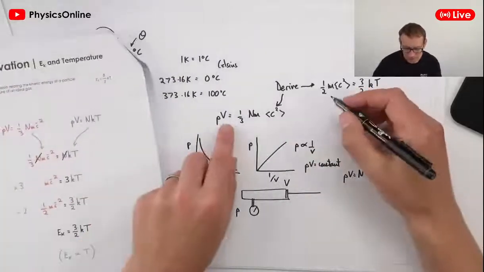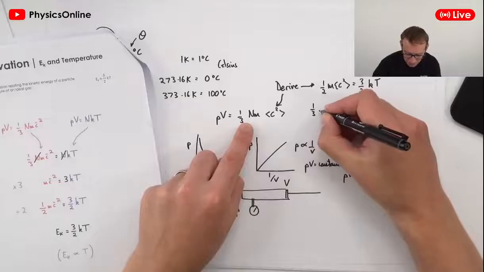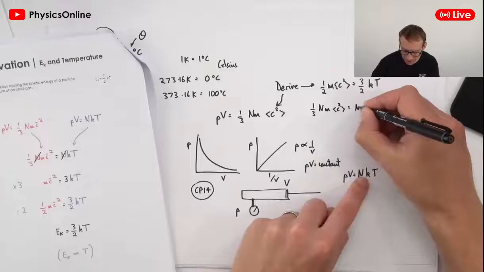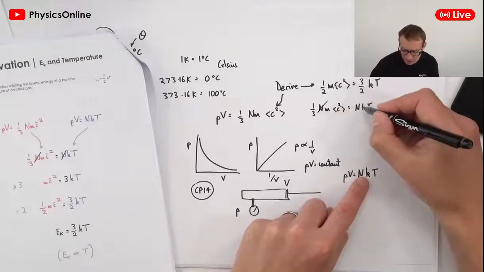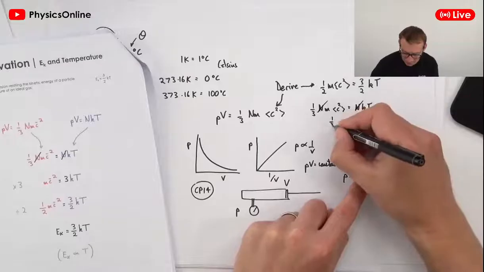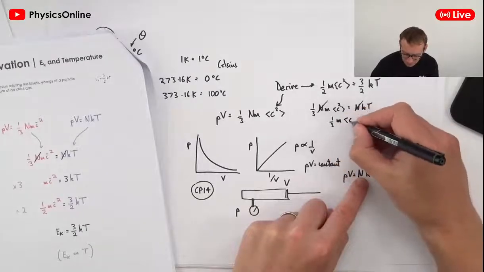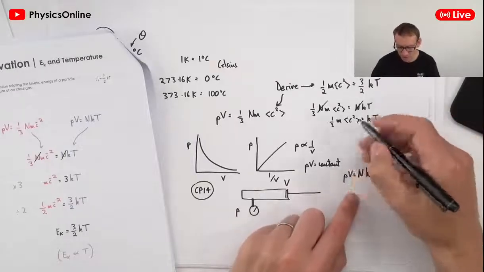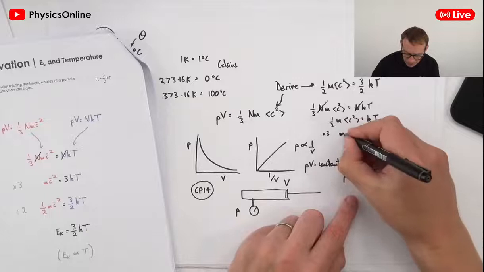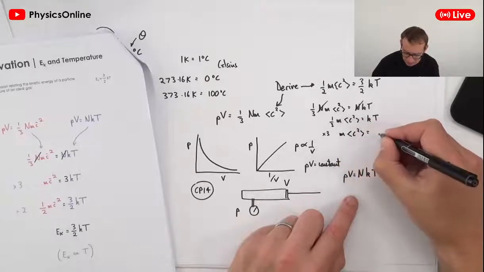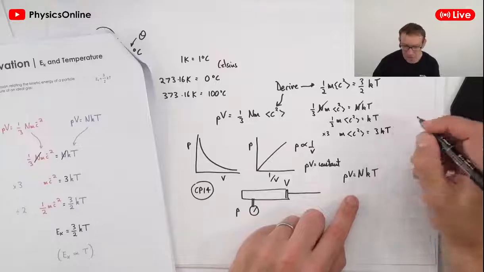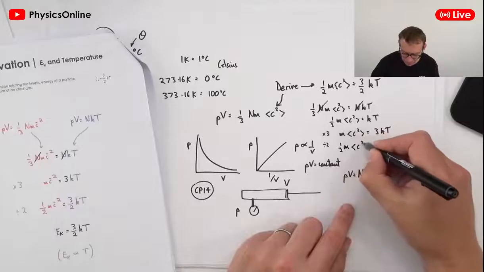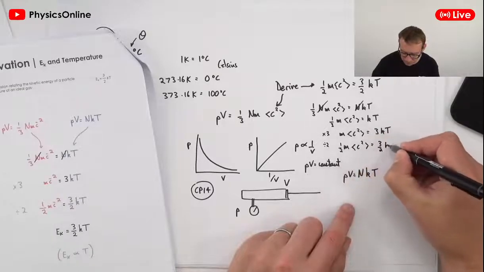So let's just do that. Basically what we can say here is PV is equal to a third nmc squared, and that's equal to nKT. We can see that the n's cancel, and therefore we can say that a third m times c squared is equal to kT. Okay, now if we multiply both sides by 3, we can say that mc squared is equal to 3kT, and now if we divide both sides by 2, we can say that a half mc squared is equal to 3 over 2 kT.